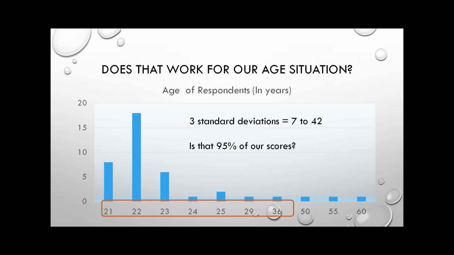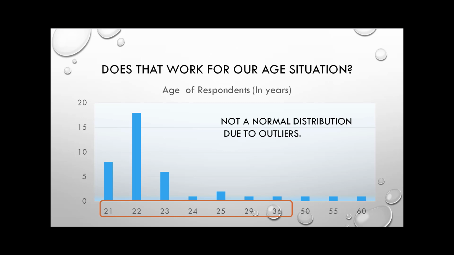And let's see about 3. Well, that takes us 3 standard deviations, from 7 to 42, and that should be 99% of our scores. And it is not. We have some outliers here, which if we were doing research, we would probably drop those scores because it creates a non-normal distribution due to our outliers.